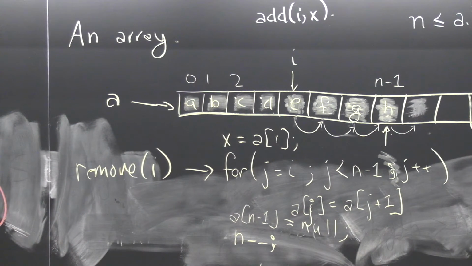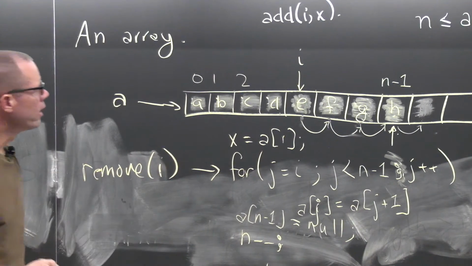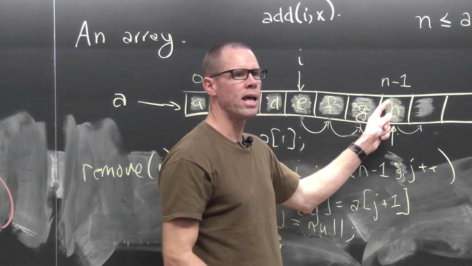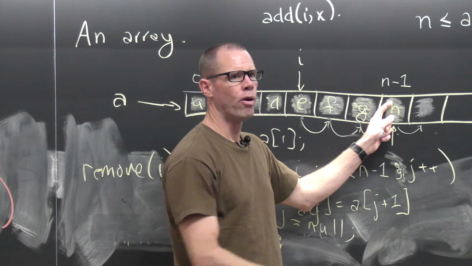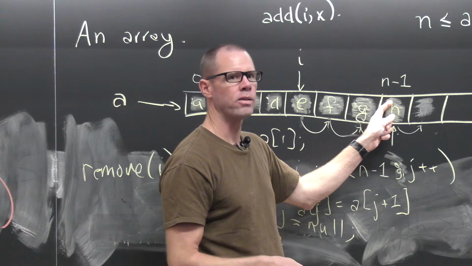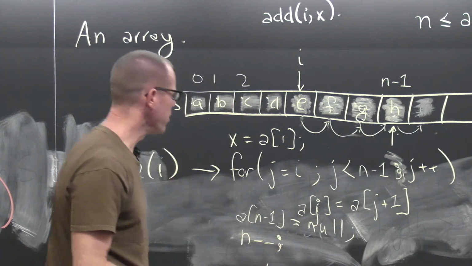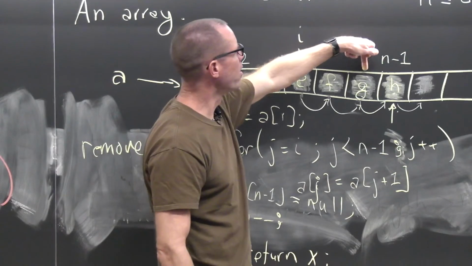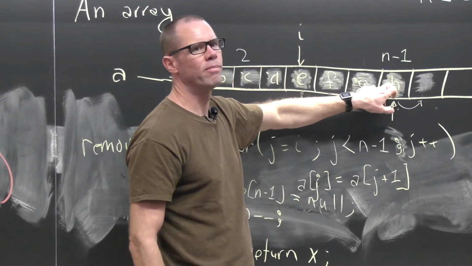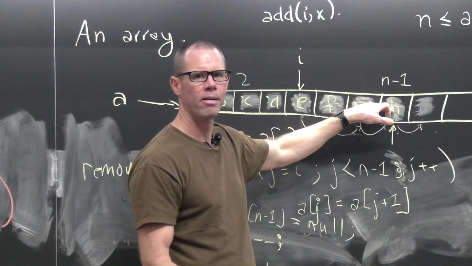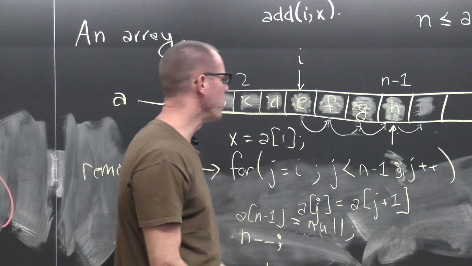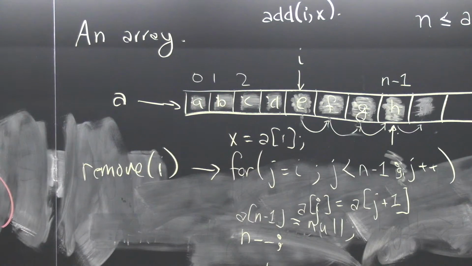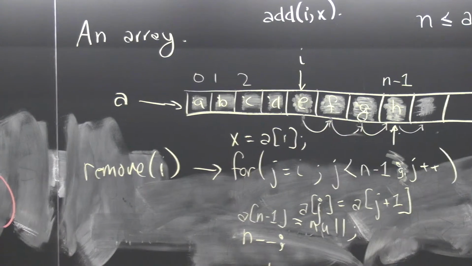So just think of what happens, for example, if you do remove n minus 1. Then you're asking it to remove this last element here. And that for loop does nothing in that case. It executes 0 times. And then you would subtract 1 from n, which indicates that that element's no longer part of the list, but it's still sort of hanging there in the array. And it could be good to clean that up. Okay? And someone else suggested maybe we want to resize.